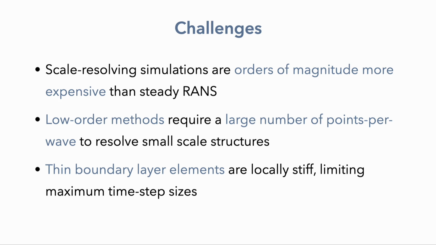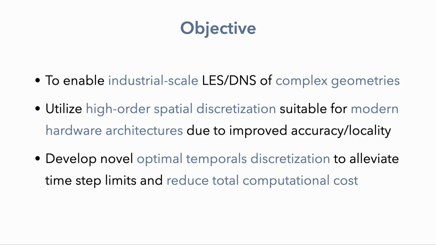So when we look at the flow over an aircraft, the boundary layer region is an incredibly thin region that we need to resolve to accurately get things like viscous stresses at the wall. And this thin boundary layer region ends up limiting our maximum time step size because the elements in this region are so small.